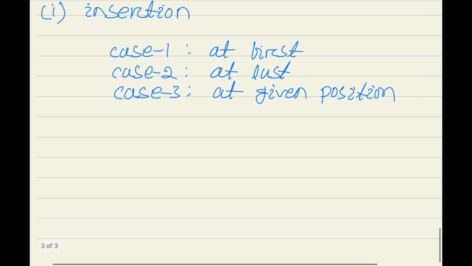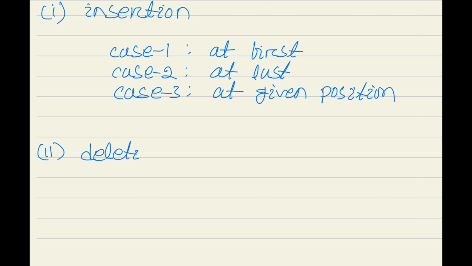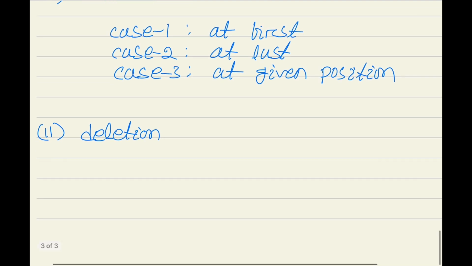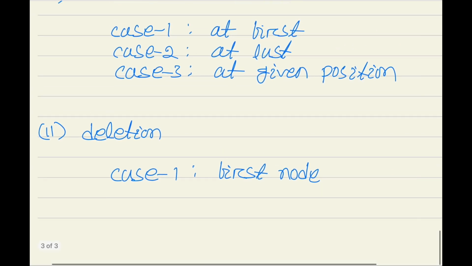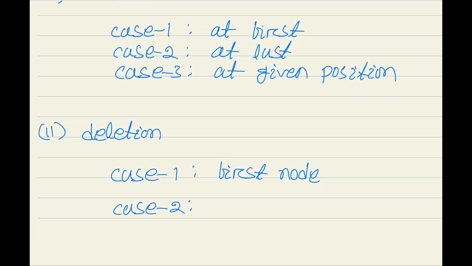Similarly, another method or another operation associated with this double linked list is deletion. That means if we want to delete a node from a linked list, and here also in case 1 we can consider delete the first node, and in case 2 we can consider delete the last node, and another one is delete the node at a given position, or we can say delete a key, or we can say delete from middle.